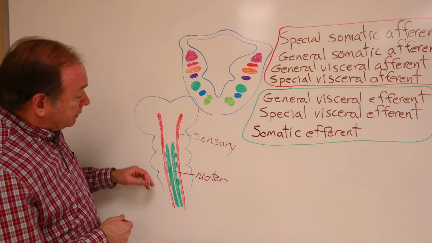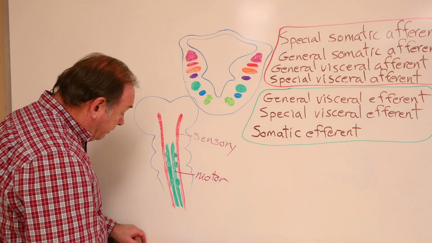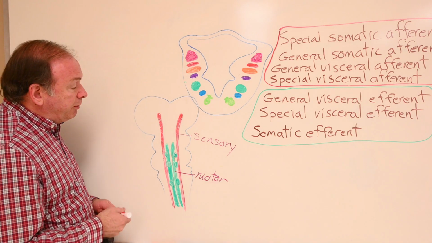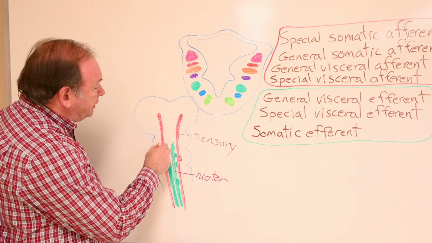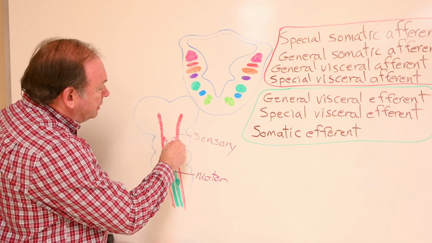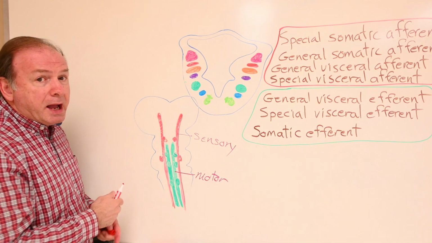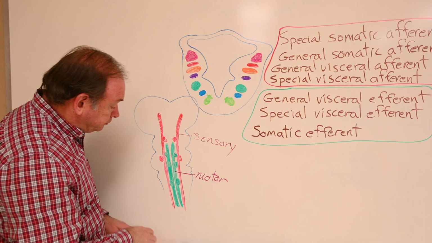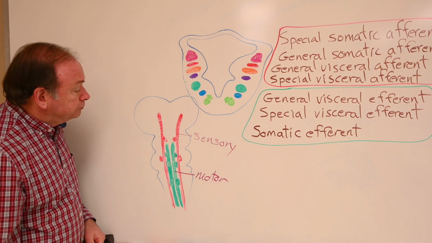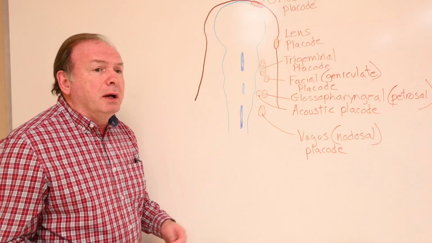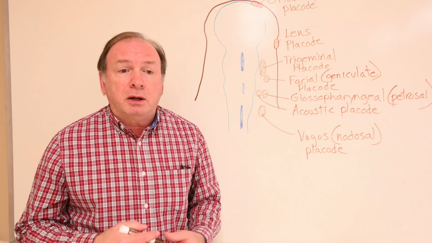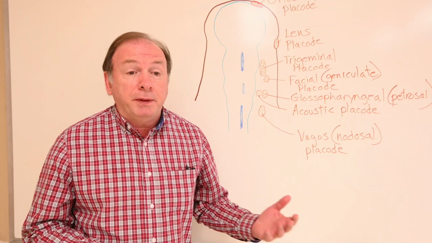So anyway, for both the motor portion and the sensory portion, there are special ganglia and structures that will develop in association with these columns as you move from the front to the back of the brain. A couple of points I want to make before we get into the details of this drawing. First of all, there are a couple of terms to be familiar with.